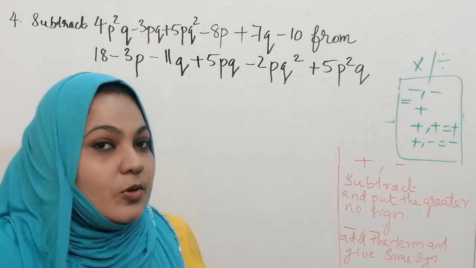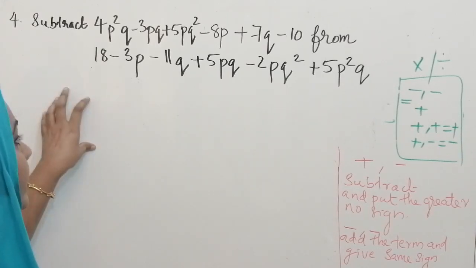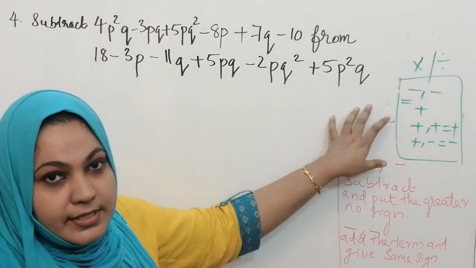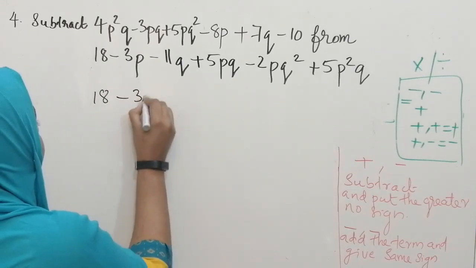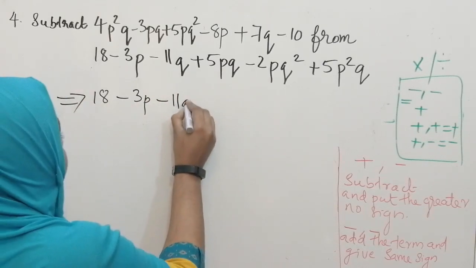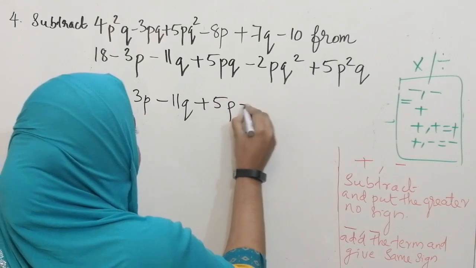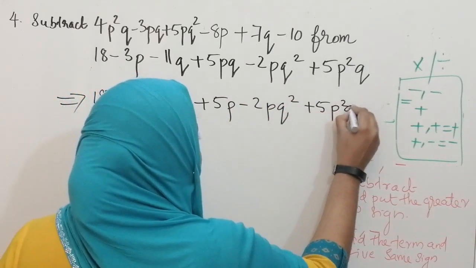Let's see how we can solve this question. Here also I am telling you, always while solving subtraction, you have to write the second part of the question first: 18 minus 3p minus 11q plus 5p minus 2pq square plus 5p square q.